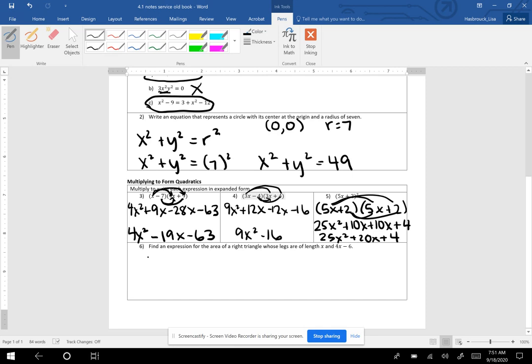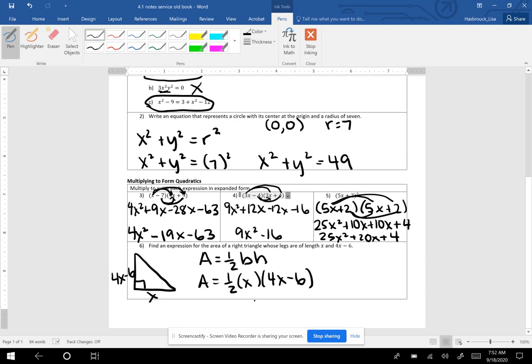For number 6, this is finding an expression for the area of a right triangle. So I'm going to go ahead and draw a right triangle here really quick, whose legs are of length x and 4x minus 6. So those are our two legs. So to find the expression for the area, we first need to know the area equals 1/2 times the base times the height. Area equals 1/2 times x times 4x minus 6.